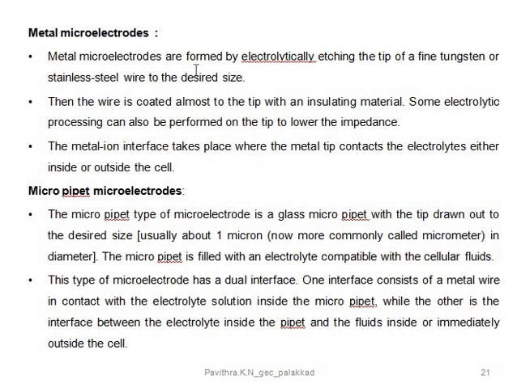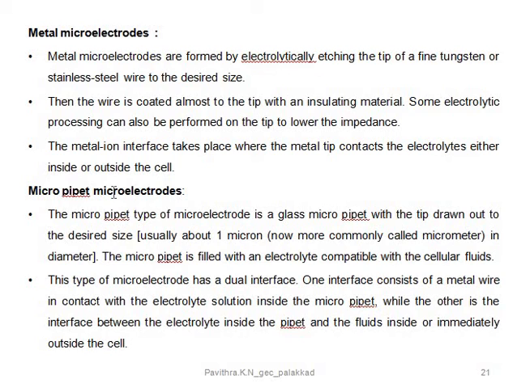Okay, so they are just the microelectrode with a metal tip, and up to the metal tip there is an insulation provided, and this metal tip will come in contact with the body fluids, from where the measurements are to be made. Okay, so next one, micropipette microelectrode.